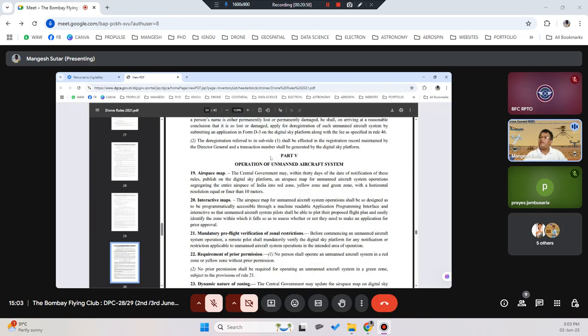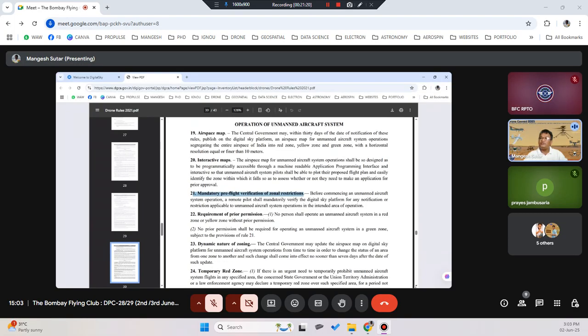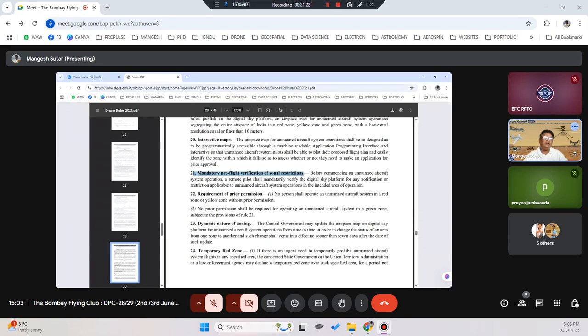Then part 5, as I told earlier, is the most important segment of the Drone Rules 2021, because it talks about the operations of unmanned aircraft systems, which is very important from a drone pilot perspective. So you should know what the airspace map is, which I showed you on the Digital Sky platform. These are interactive maps, with mandatory pre-flight verification for zones. Every time you fly the drone, you have to mandatorily verify any zonal restrictions on the airspace map.